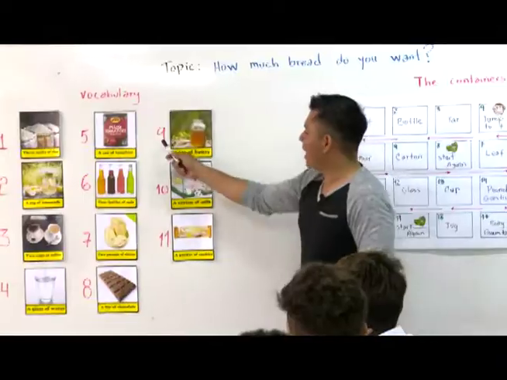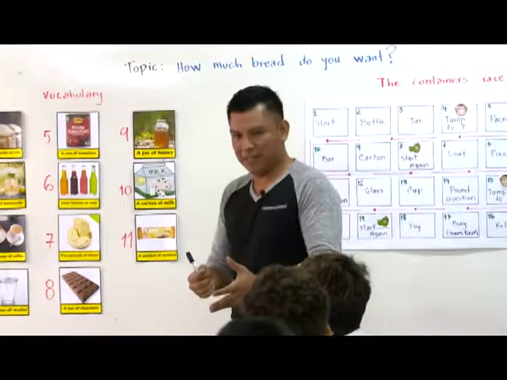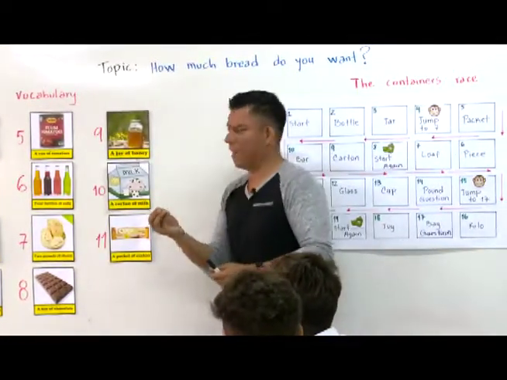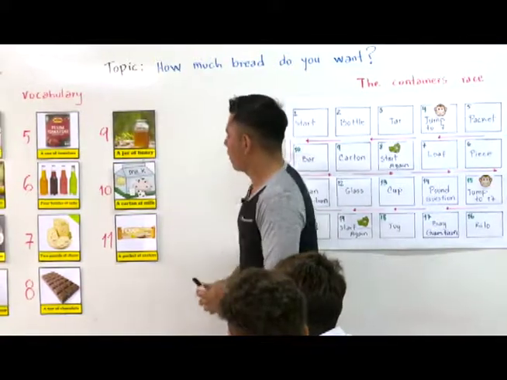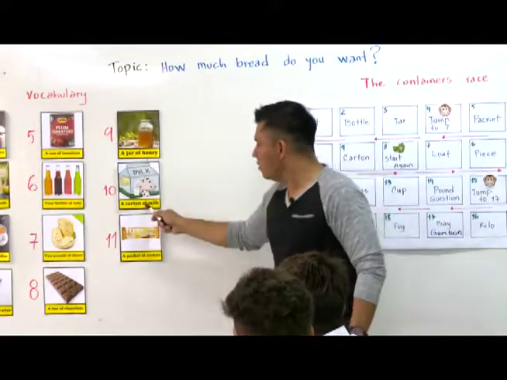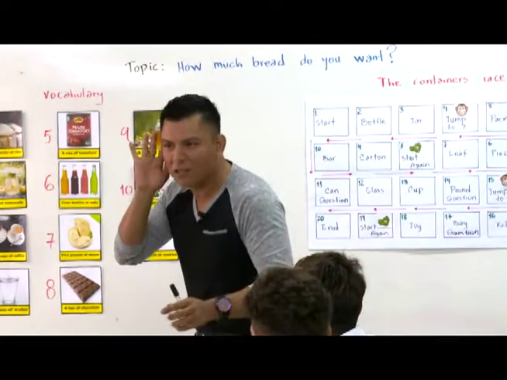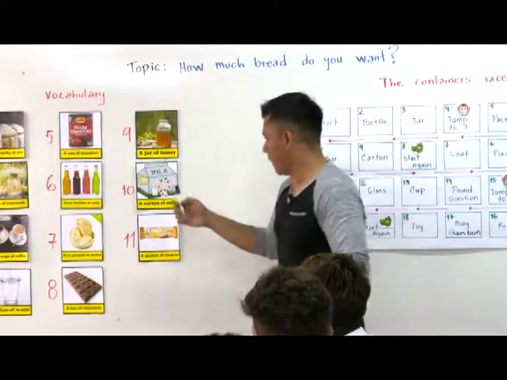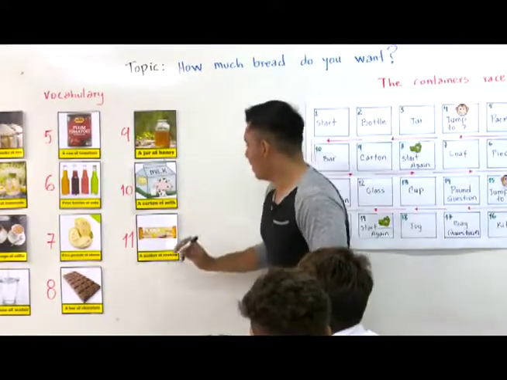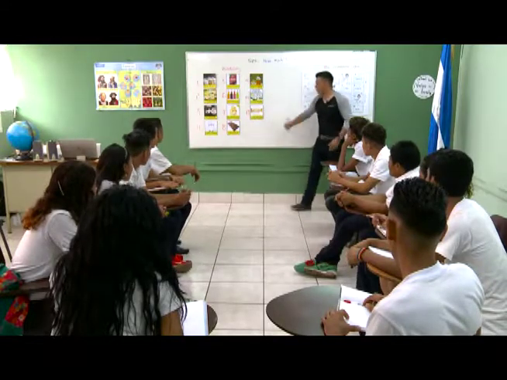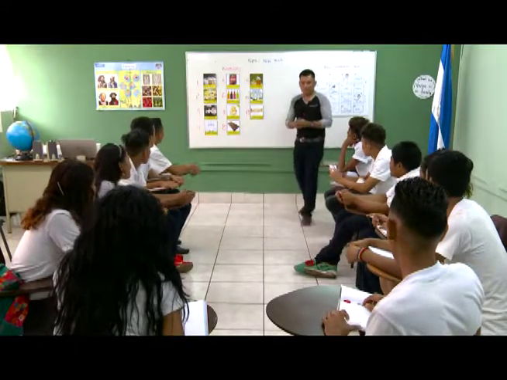Number 9, a jar of honey. The honey is sweet, right? And this is the container, the jar. Okay, number 10, a carton of milk. Good, excellent. And the last one, a packet of cookies. All right, excellent, very good job.